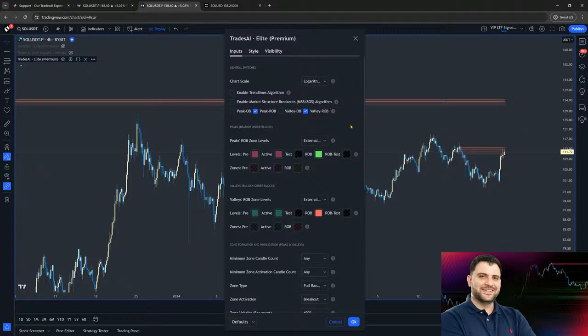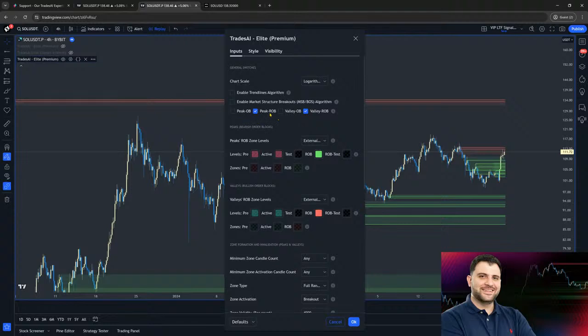So what I like to do on my charts is most of the time I disable the valley OB and peak OB, and I just keep the peak ROB and valley ROB. They're stronger inflection points to trade. That doesn't mean the OBs don't work. It's just my way of trading. I prefer to look at ROBs versus just OBs.